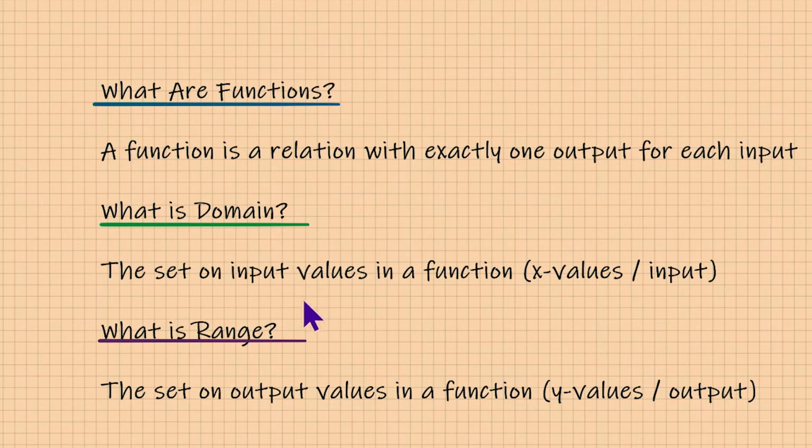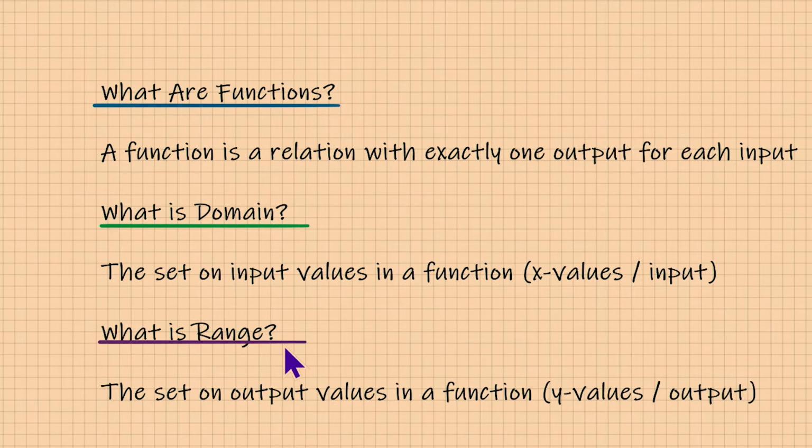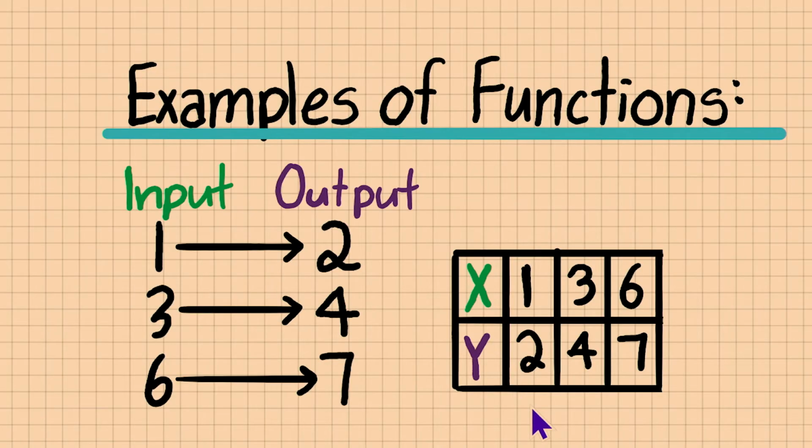A domain is the set of input values in a function. So it's like the x values, which is also known as the input value. And finally, what is range? The range is the set of output values in a function, so also known as the y values or the output values. So I'm going to show you guys a couple examples of functions.